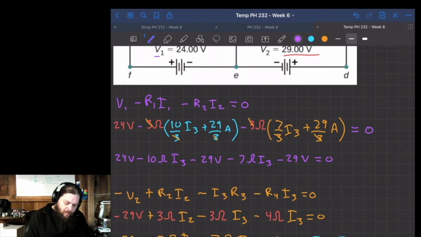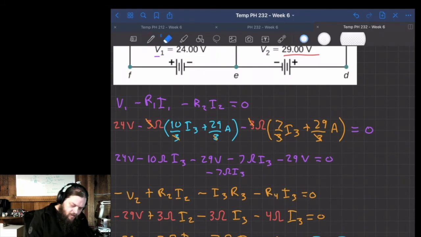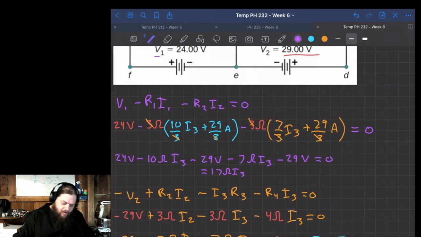So now we can add up all the voltages that we have on here and then push all the I3s to one side of the equation. Notice there is negative 10 minus 7. So that's going to be a negative 7 ohm I3. Or sorry, negative 17 ohm I3. Okay, and if I move that to the right side of the equation, that leaves 24 minus 29 minus 29. So 24 minus 29 is 5. 5 minus 29 should be 24.